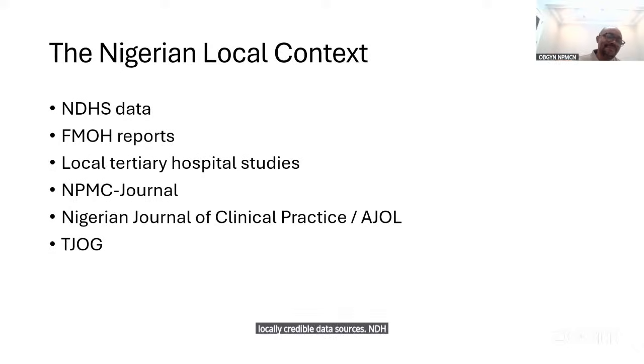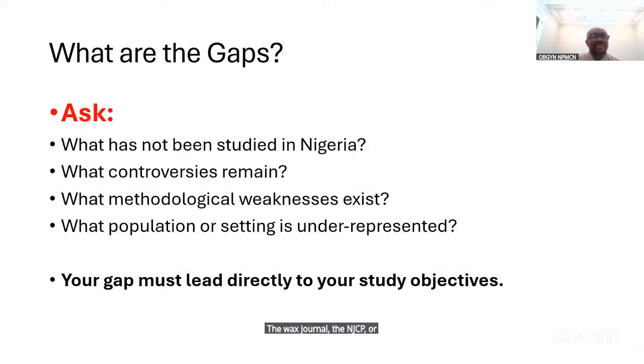And for Nigeria, like I said, use locally credible data sources: NDHS, FMOH reports, the Federal Ministry of Health, local tertiary hospital studies, the Journal of the Nigerian Postgraduate Medical College, the WAJM Journal, the NJCP, TJOG, and so on and so forth.